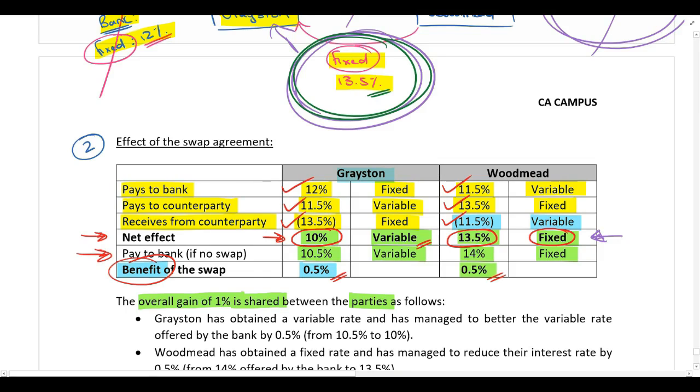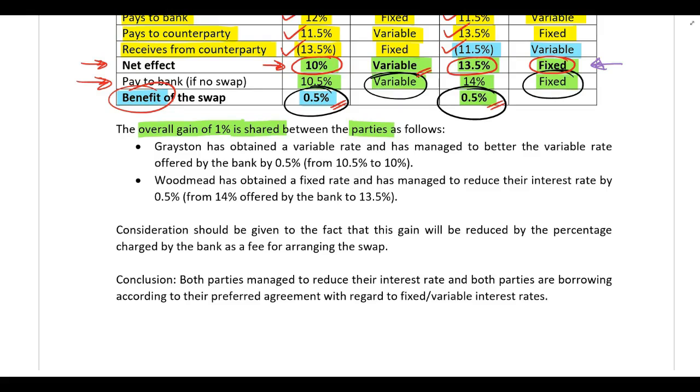And also please note, they are now both borrowing in terms of their preferred arrangement. We were told in the question that Grayston wanted a variable rate and that Woodmead wanted a fixed rate. So they are now borrowing at the rate that they actually want. And in addition to that, they are also saving in terms of the interest rate percentage. So you can see just below in the conclusion, both of them have reduced their interest rates and both of them are also borrowing according to their preferred arrangement with regard to the fixed or variable interest rates.